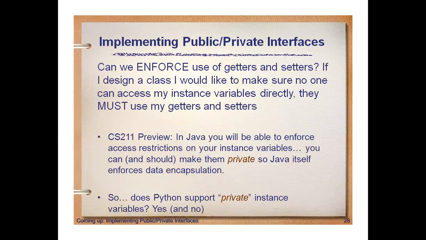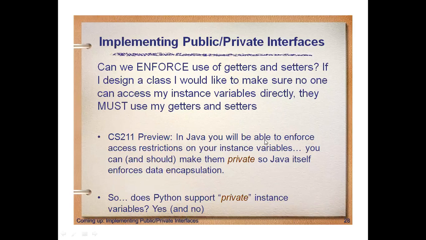Now, implementing the public and private interface. How does this thing work? Let's see here. Can we enforce the use of getters and setters? If I design a class, I would like to make sure no one can access my instance variable directly. They must use my getters and setters, right?